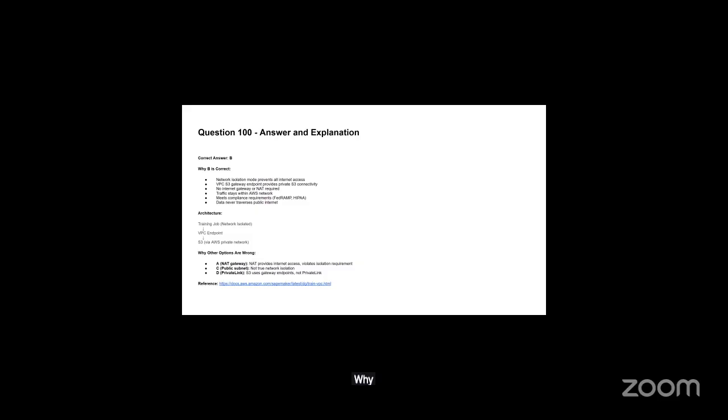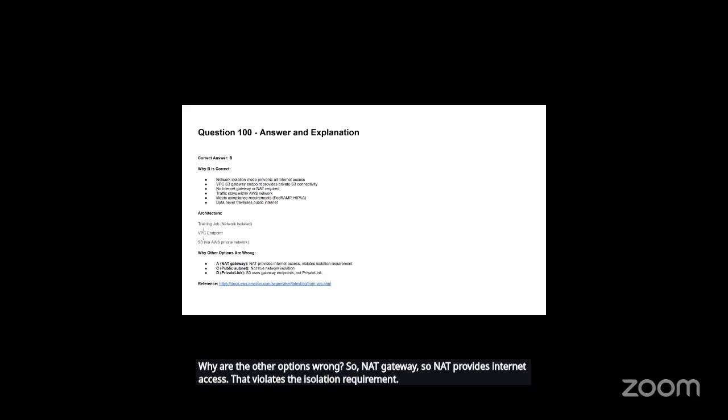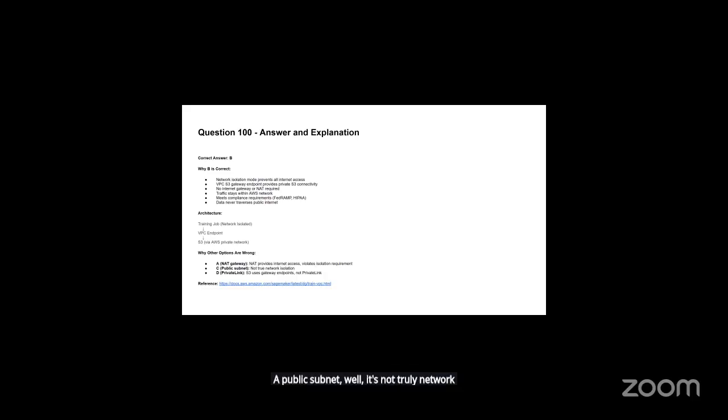Why are the other options wrong? The NAT gateway provides internet access, and that violates the isolation requirement. A public subnet, well, it's not truly network isolation. And PrivateLink, S3 uses gateway endpoints, not PrivateLink.